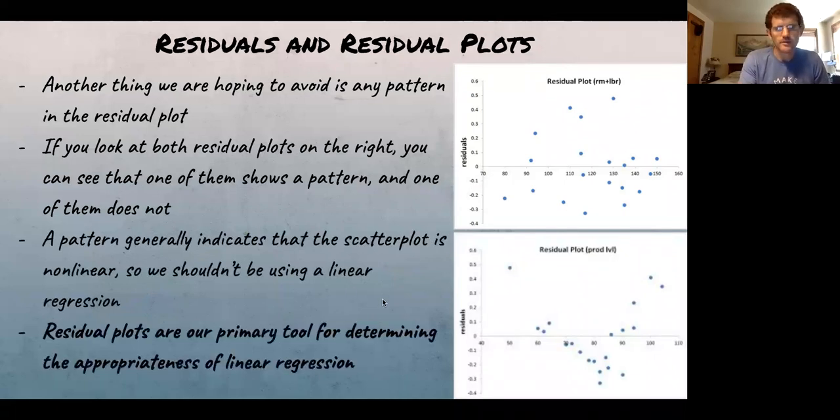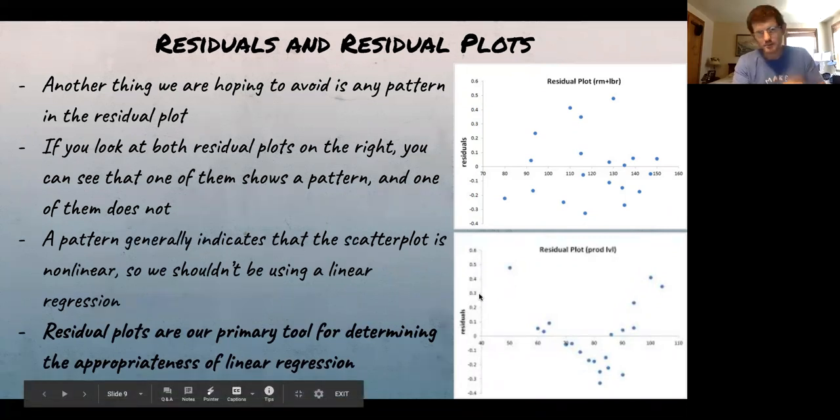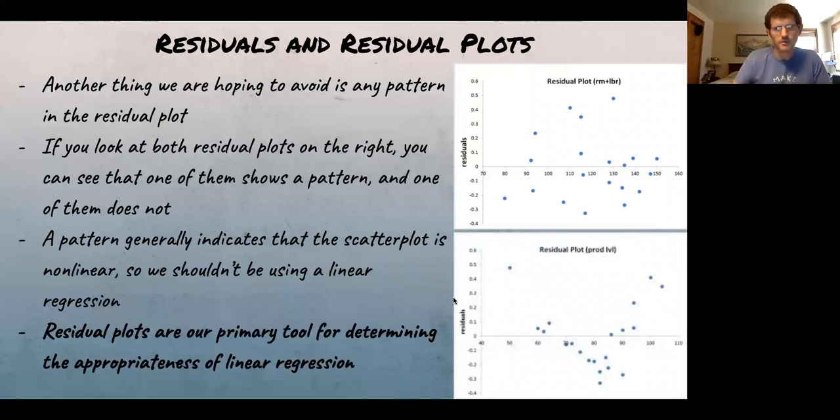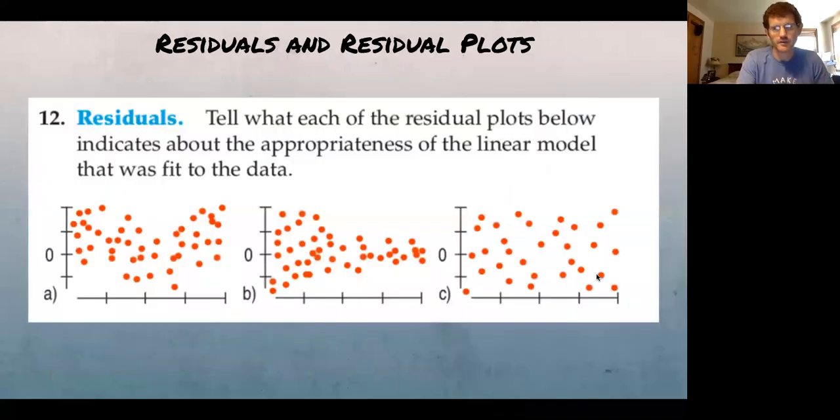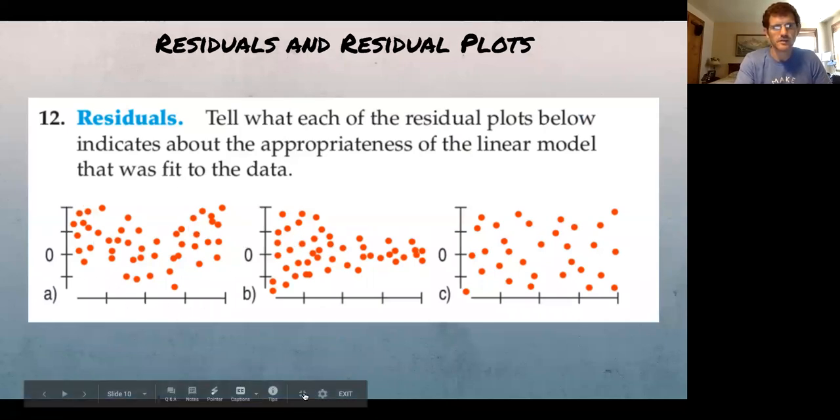So anyways, if you see it, just say it's nonlinear, and we shouldn't use linear regression. These residual plots are primary tools for determining the appropriateness of linear regression. So that is the main purpose of a residual plot, but before I talk about the other stuff, let's do a little bit of practice right here. You've got 3 residual plots. This one on the left, someone comment about what you see there.